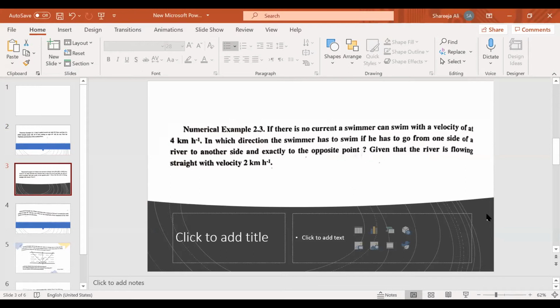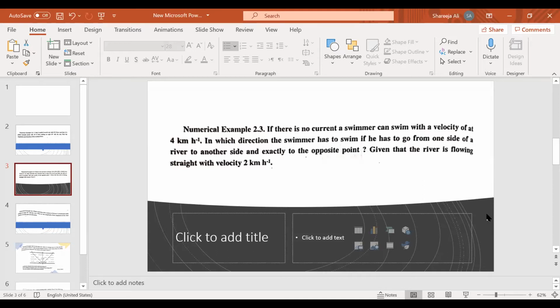If there is no current, a swimmer can swim with a velocity of 4 km per hour. In which direction does the swimmer have to swim if he has to go from one side of a river to another side and exactly to the opposite point, given that the river is flowing straight with velocity 2 km per hour? In such questions, you have to draw a diagram according to the given situation.